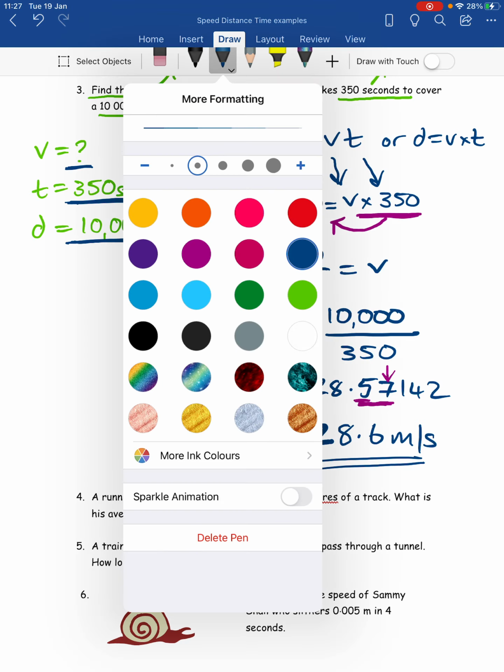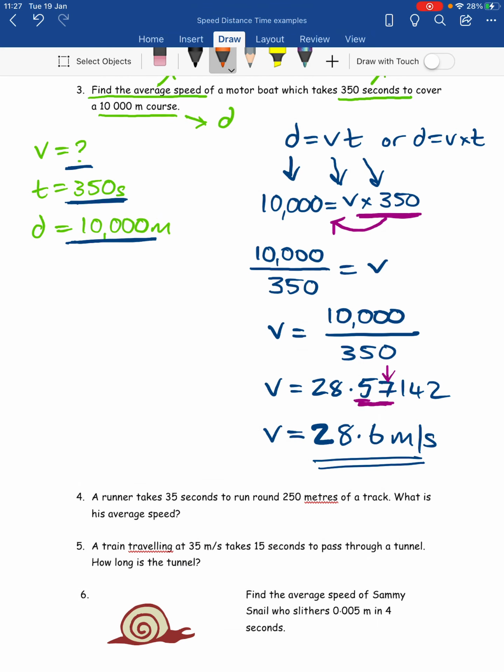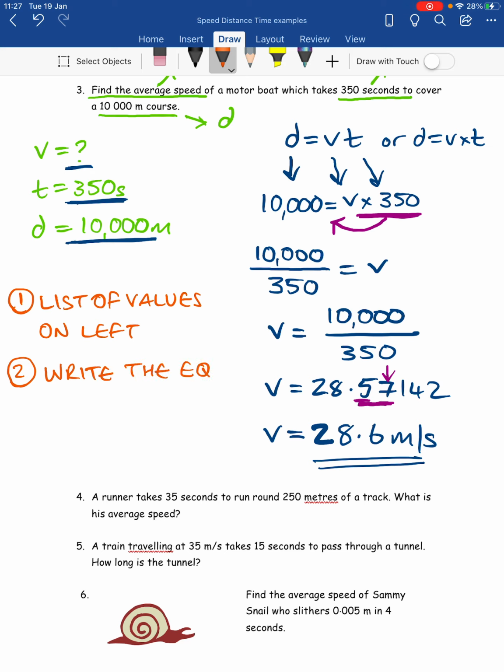So when you're doing equation problems, you follow the same steps every time for every equation. Number 1, you make your list of values down the left hand side. Second, you write the equation that links all the values together.